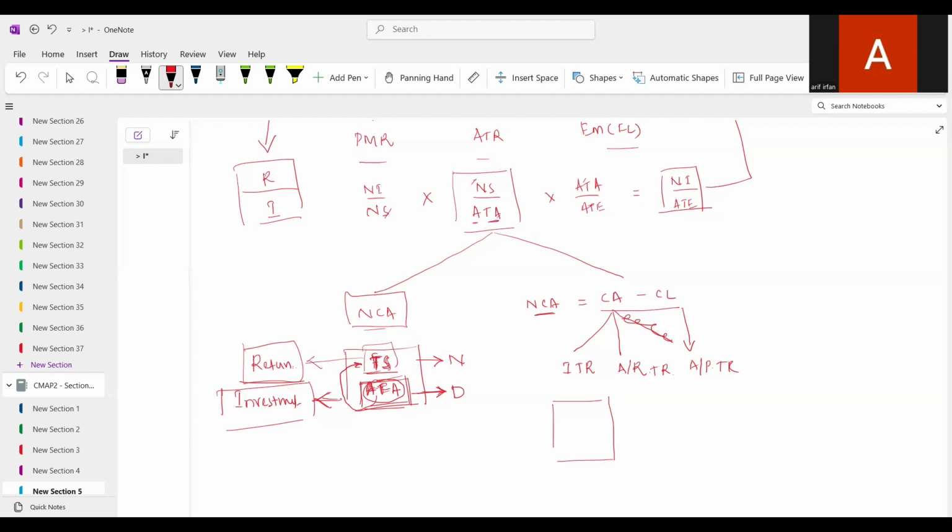And what is the meaning of this ratio? That will be discussed later. First, you try to understand the big picture. The big picture is return by investment. So for the inventory turnover ratio, what is the return and what is the investment? Investment is average inventory.